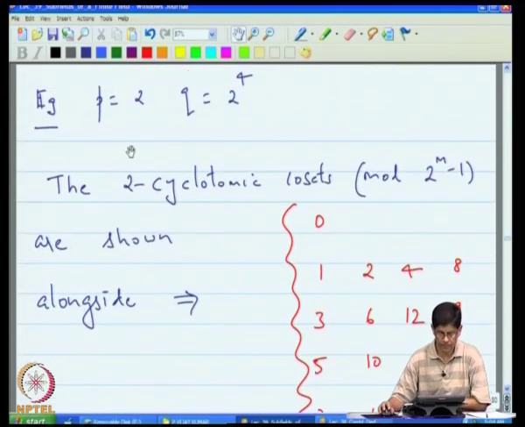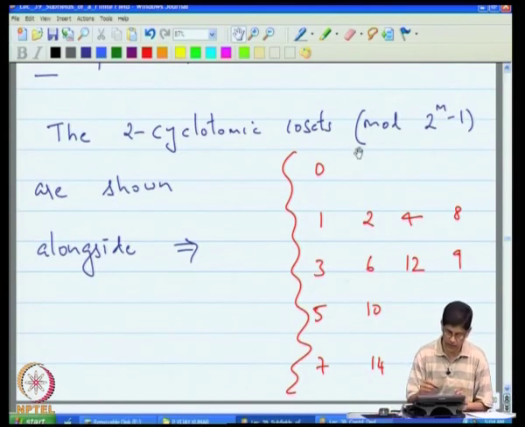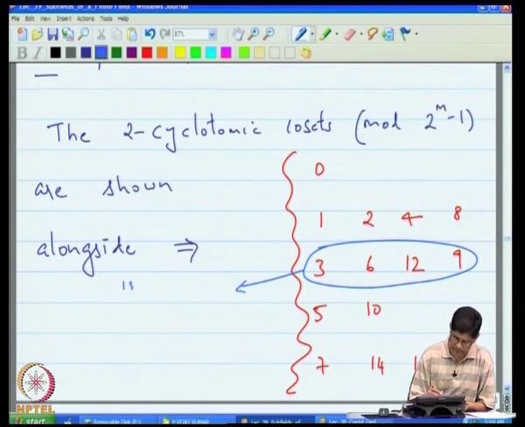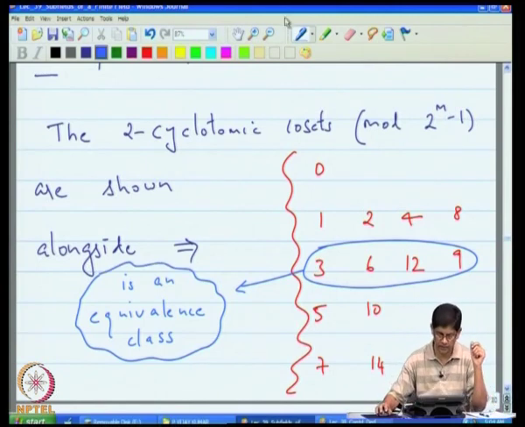Let us illustrate with an example. When p is 2 and q is 2 to the 4, then the 2-cyclotomic cosets mod 2^4 minus 1 are shown here. The cyclotomic cosets themselves are the resulting equivalence classes, and you will notice that the equivalence classes are of different sizes. Each row in this diagram corresponds to one class. For example, this one here is the equivalence class containing 3. Similarly, there is another equivalence class which only contains 0.